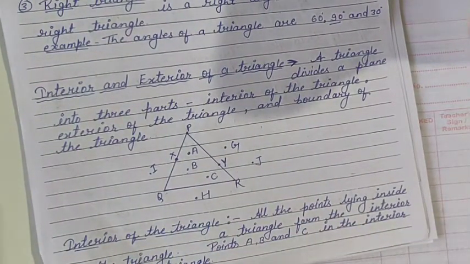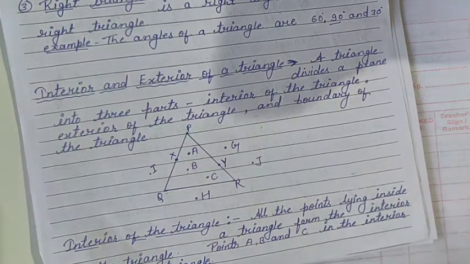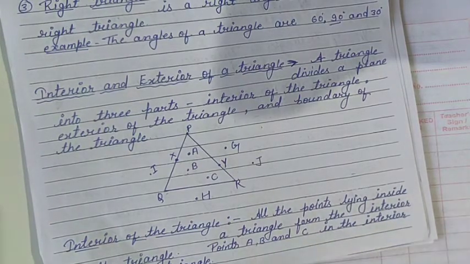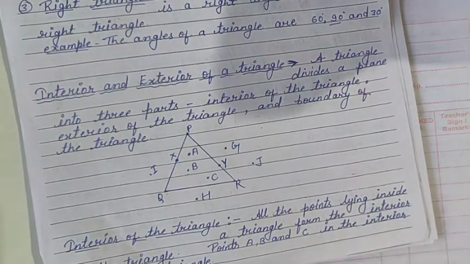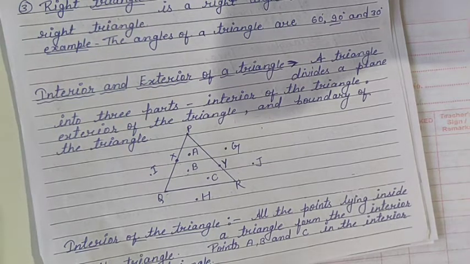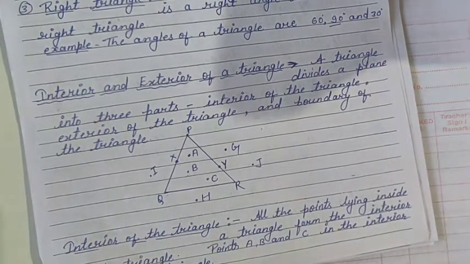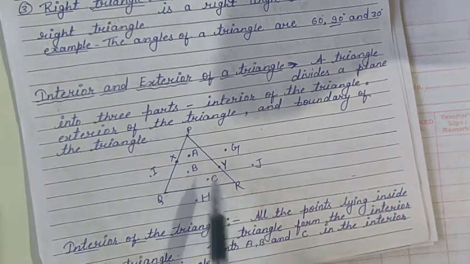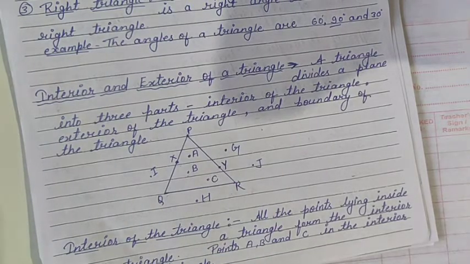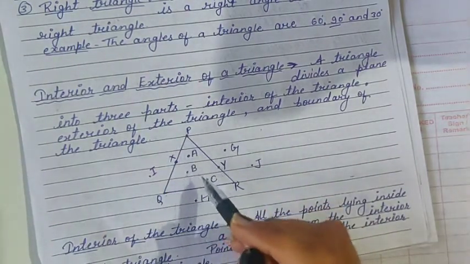Firstly, interior of the triangle. All the points lying inside a triangle form the interior of the triangle. Points A, B, C. These 3 points are lying inside this triangle. So points A, B, C are in the interior of the triangle, because these points are lying inside this triangle.